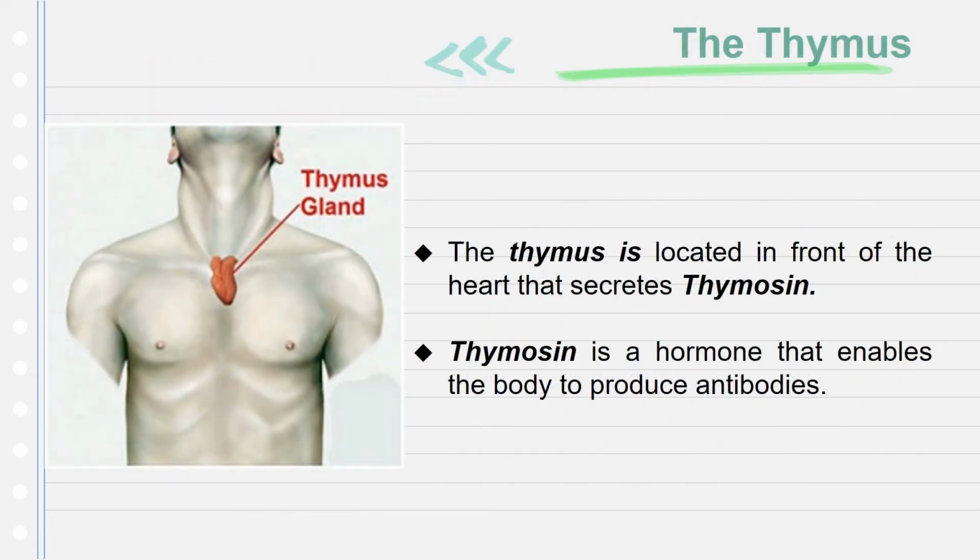The thymus. The thymus is located in front of the heart and secretes thymosin. Thymosin is a hormone that enables the body to produce antibodies.